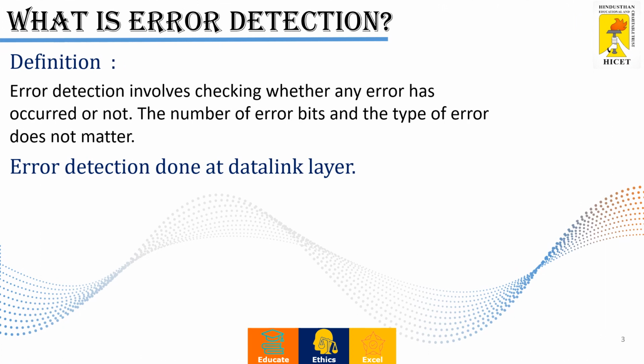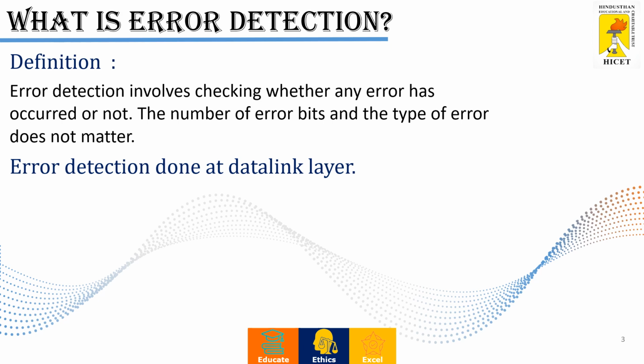Now let us start with the definition of error detection. Error detection can be done at the data link layer of the OSI reference model. The data link layer is responsible for error detection and error correction techniques. So in the data link layer, it uses error control techniques to ensure that frames, that is bit streams of data, are transmitted from the source to the destination with a certain extent of accuracy.